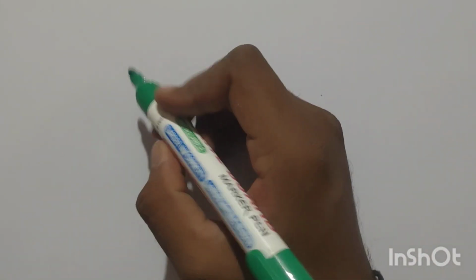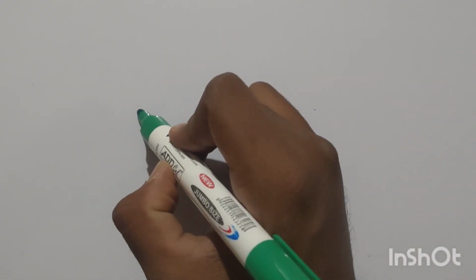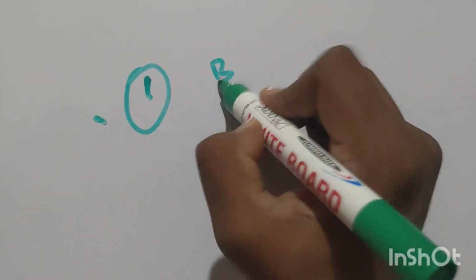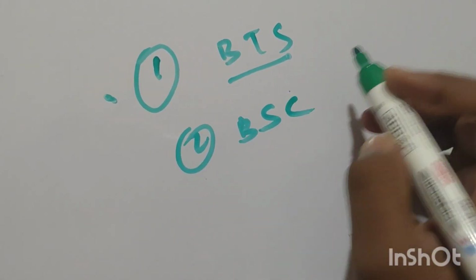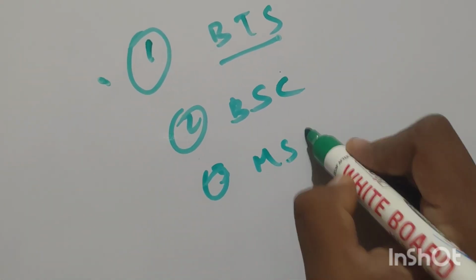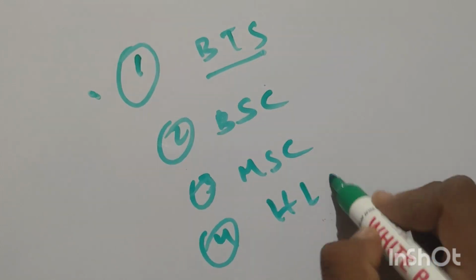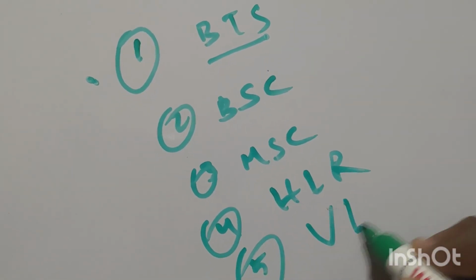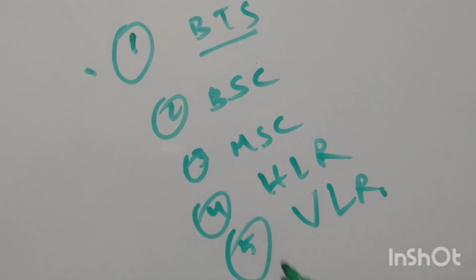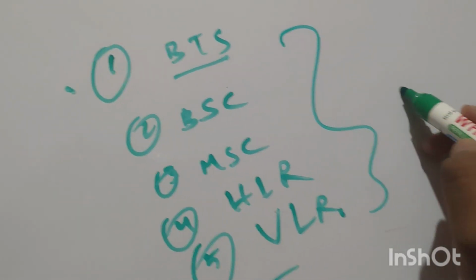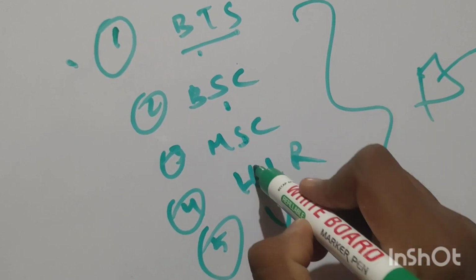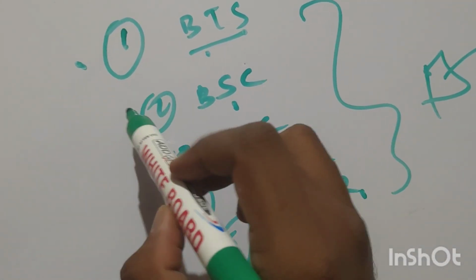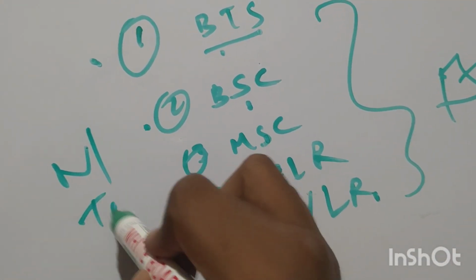Before going into the video, I will give some terms which are involved in the entire process of your voice call connecting from one device to another device. The first one is BTS. The second one is BSC. The third one, MSC. The fourth one, HLR. The fifth one, VLR. These five things are involved in the entire process of connecting your voice call from one device to another device. The entire process goes on in these five steps. So these are the five network terminology words.